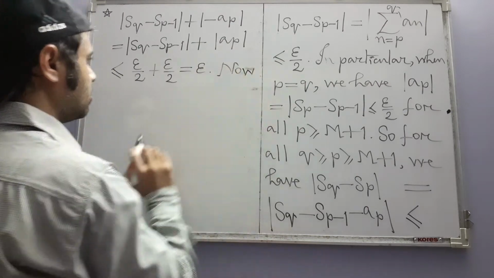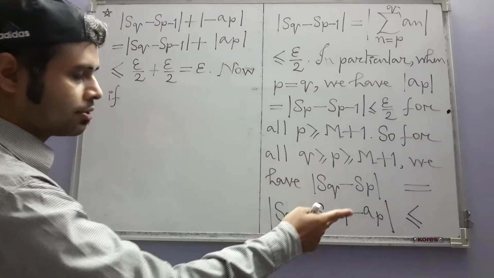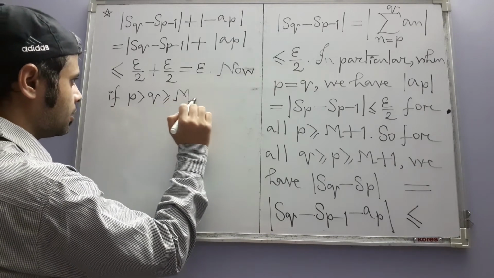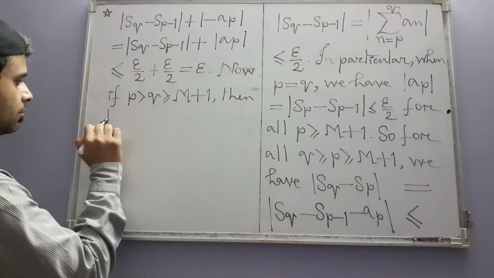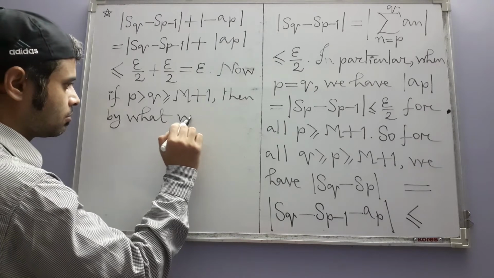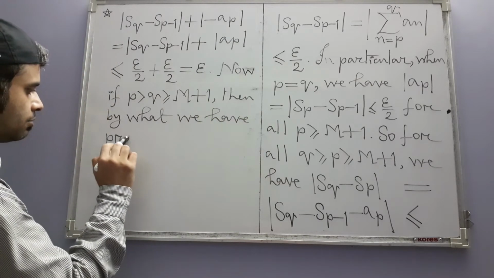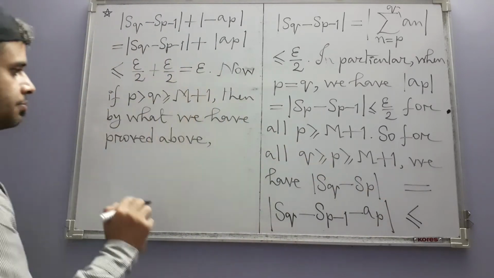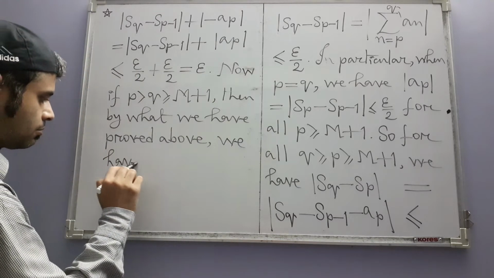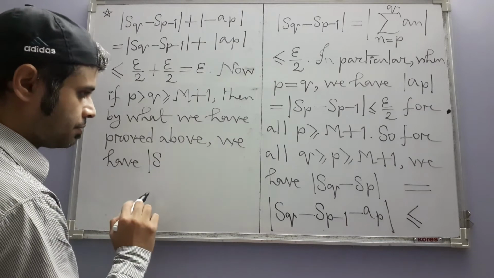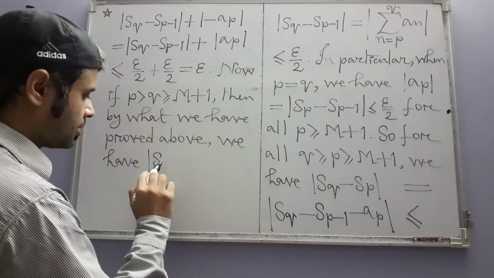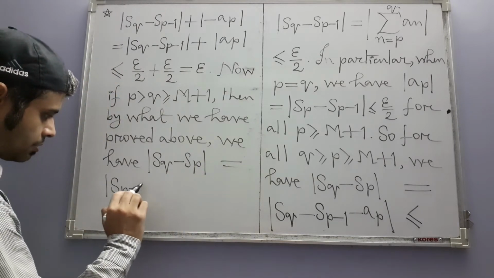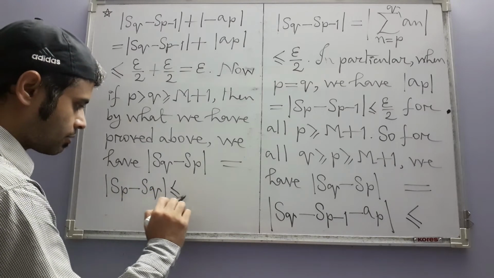Now, if the opposite inequality is true, if P is greater than Q and Q is greater than or equal to m plus 1, then by what we have proved above, that is this thing being less than or equal to epsilon, we have, okay, so SP minus SQ, this thing equals, because of the absolute value, SP minus SQ, but this is less than or equal to epsilon.